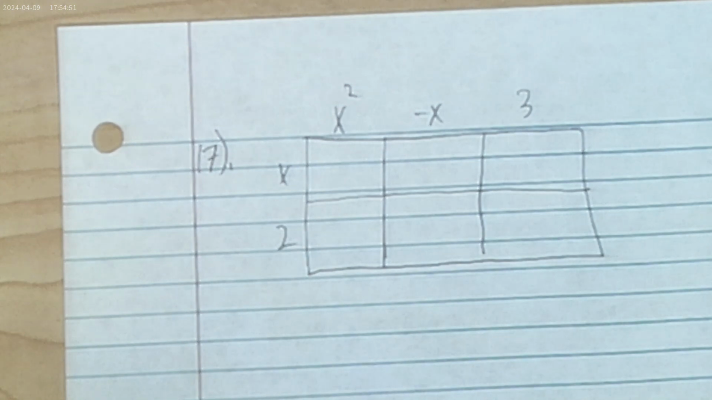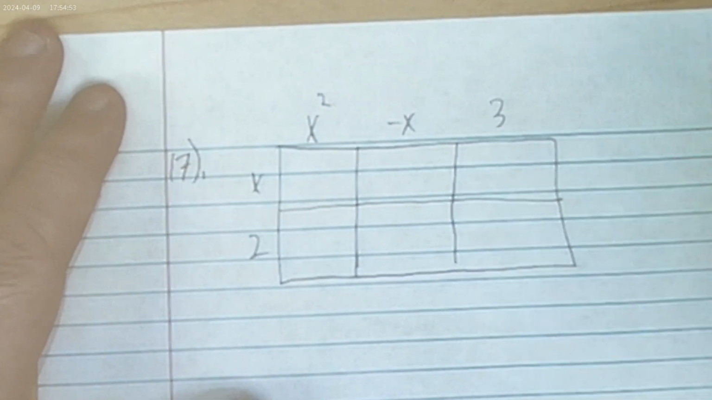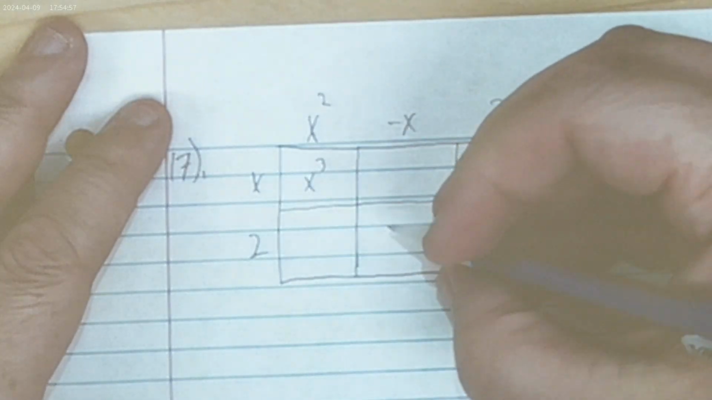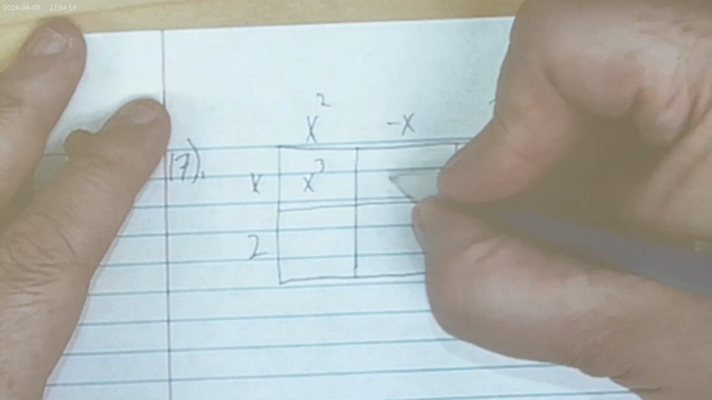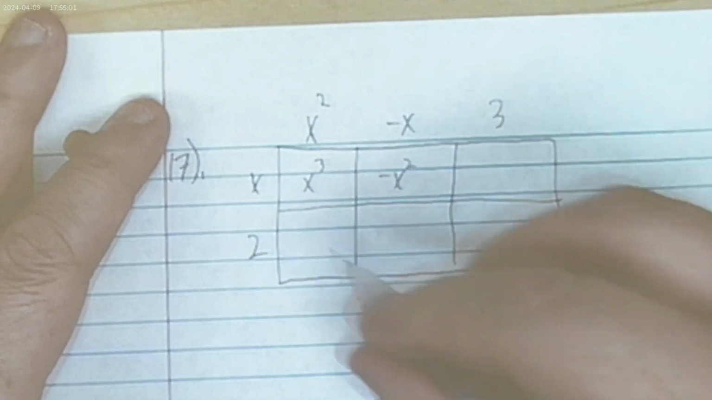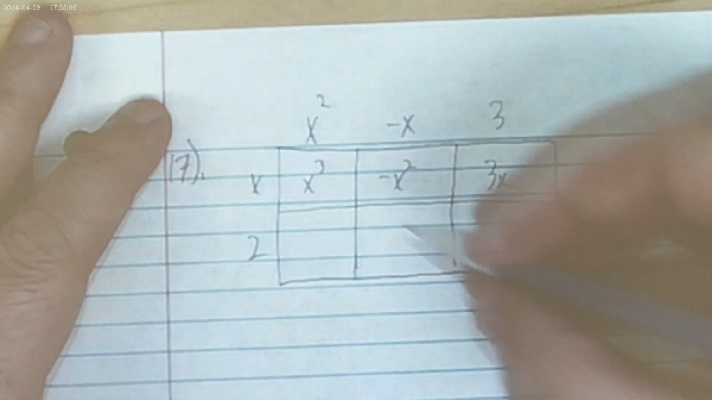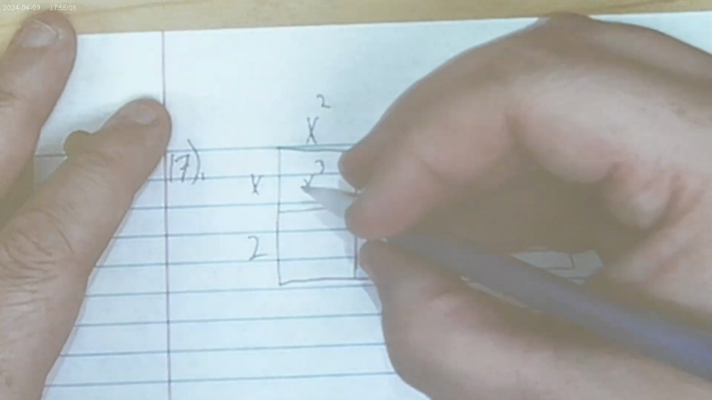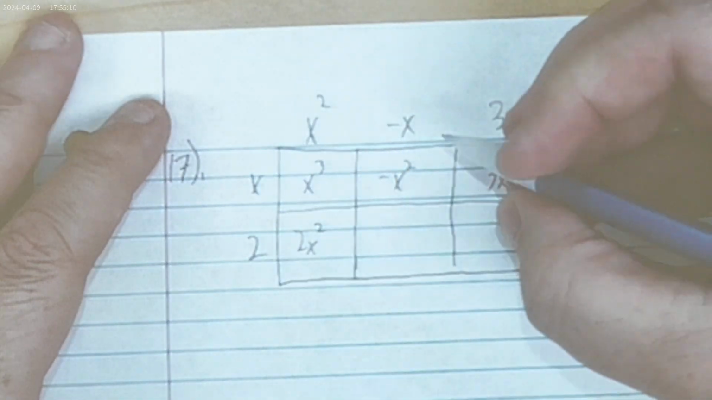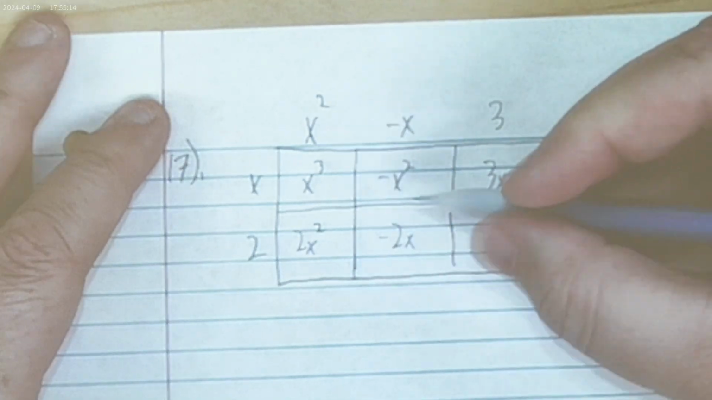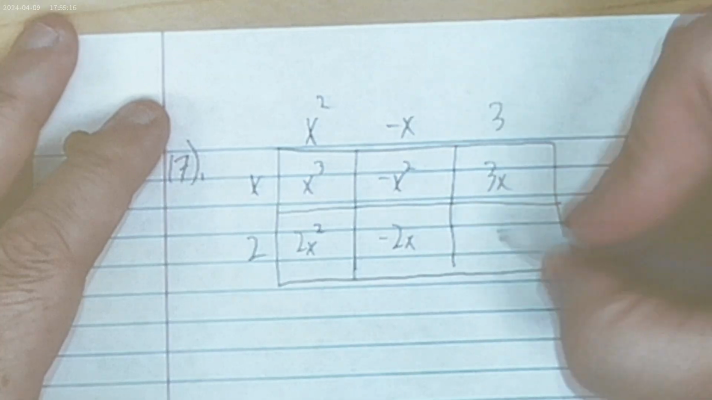I'll just put this off to the side. So, x squared times x to the third, x times negative x, which is negative x squared, then x times 3, which is 3x. Then x squared times 2 gives me 2x squared. 2 times negative x gives me negative 2x. Then 2 times 3 is 6.